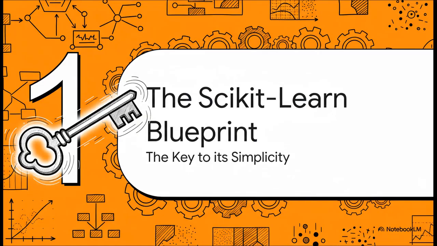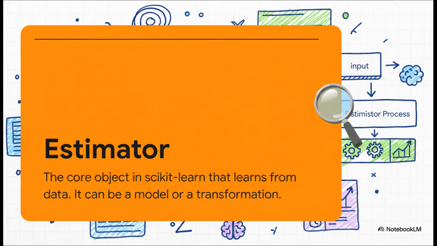Okay, before we even touch the flashy algorithms, we have to understand the philosophy behind it all. Seriously, think of this as the master key. Once you get this one simple idea, the entire library just opens right up for you. And here it is, the estimator. I know, it sounds a little technical, but it's really just Scikit Learn's fancy name for anything that can learn from data. A tool that cleans your data? That's an estimator. A model that makes predictions? Yep, also an estimator. This is the one concept to rule them all. It is the universal building block for everything we're about to do.